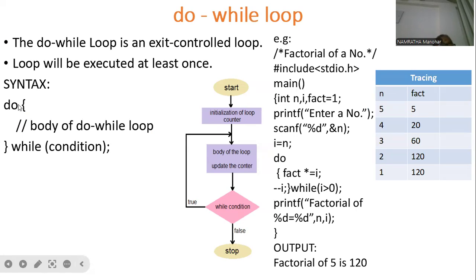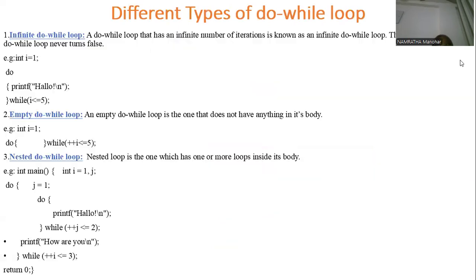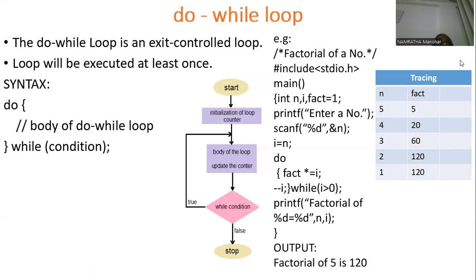Now, what is the syntax? Do, open your do loop, then the body of the do while loop statements, close the do loop, and then while, and then the condition, and then you close it with a semicolon. Now, here, as I told you, I will show you how to trace the program logic. Right? So this is how you trace any program that you write. You can trace like this, right?